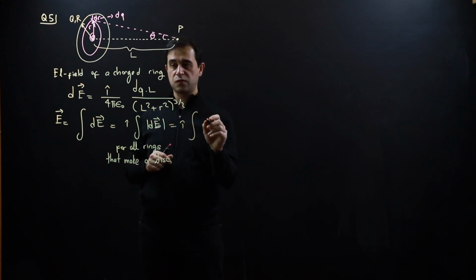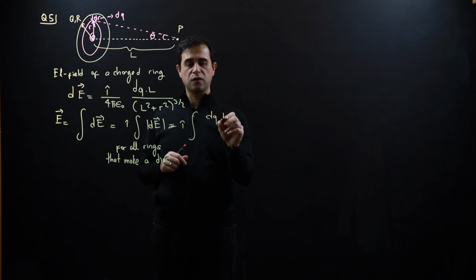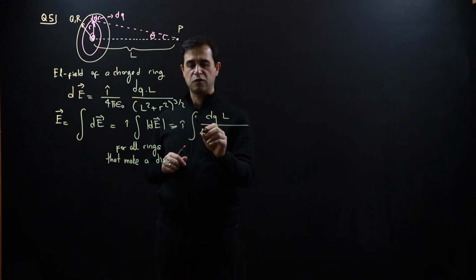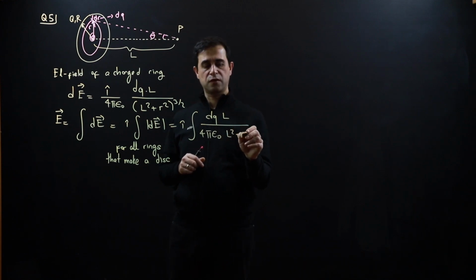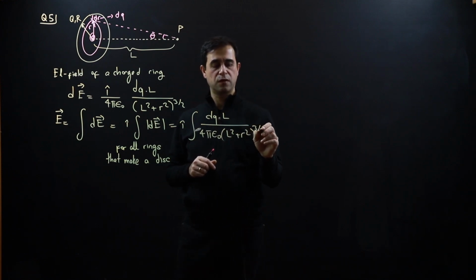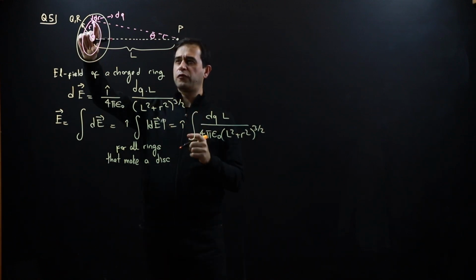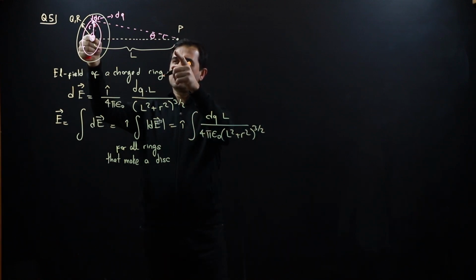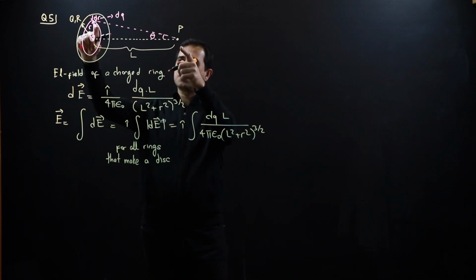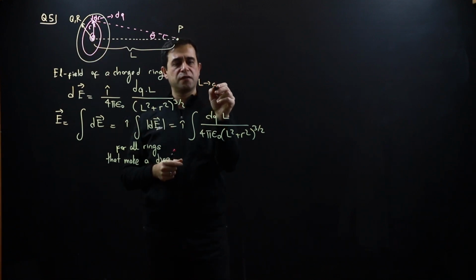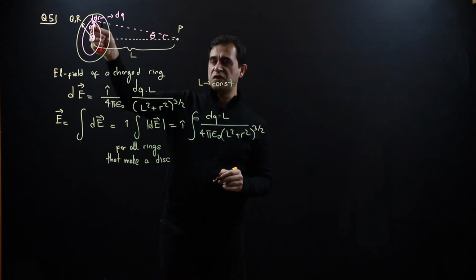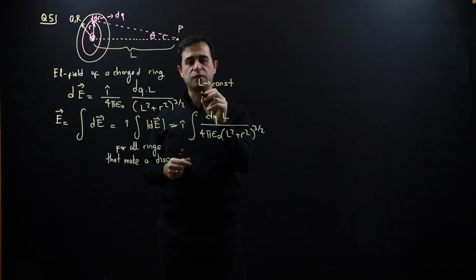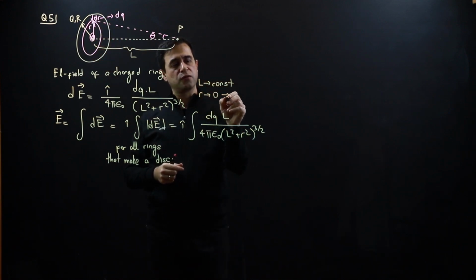I'm just going to put this result in here: dq L divided by 4 pi epsilon 0 times (L squared plus R squared) to the 3/2, right? For all these rings, remember that the distance between the middle point of the ring and point P is always L, no matter which ring you take. So that's why L is constant. But the ring's radius changes from 0 to capital R.